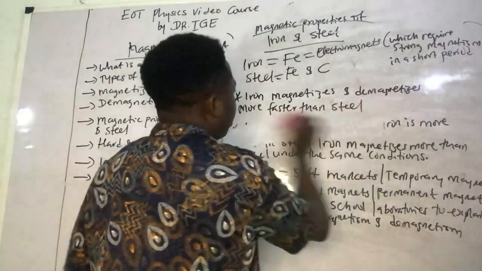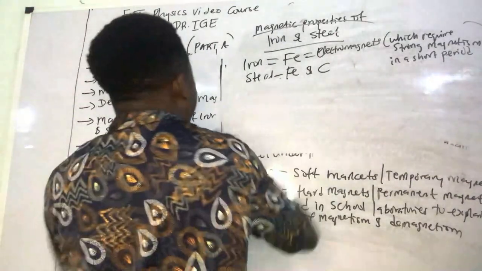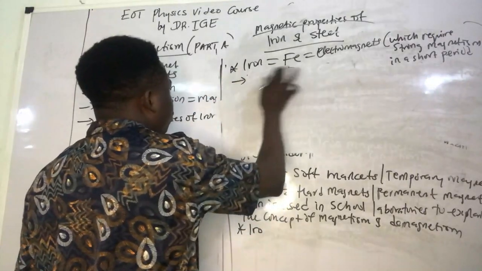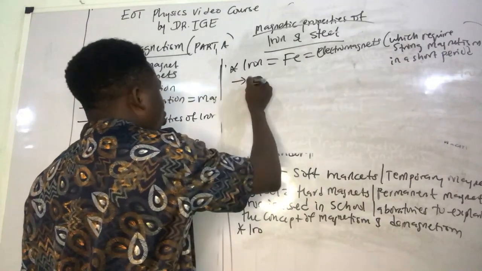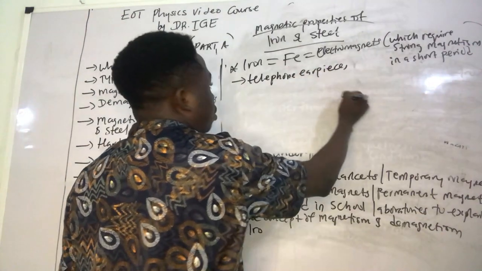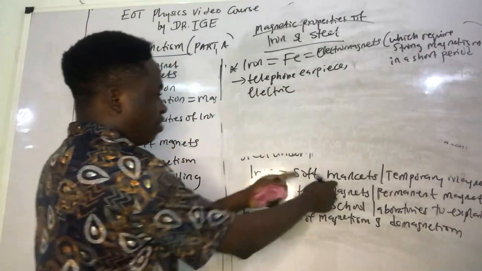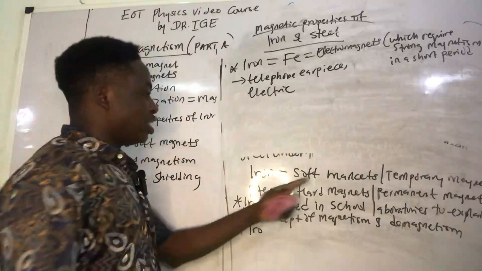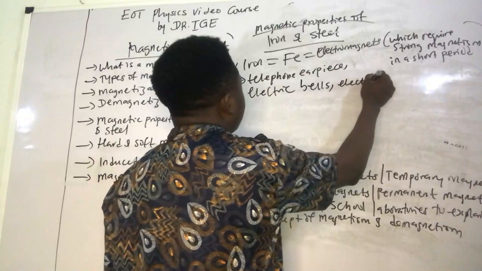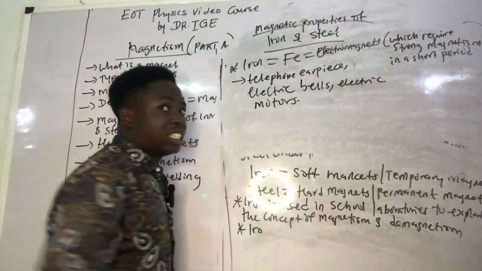I have to wipe this part of the board. Let's talk about this guy. Let me talk about so many things they can ask you here. And also know that, iron, you can use iron for electromagnets, do you understand? You can use iron for telephone earpieces too. You can use iron for electric bells. That's a soft magnet though. It's iron that is used for soft magnets or temporary magnets. So if they ask you what a soft magnet is used for, all of them are correct. Electric bells follow, even electric motors. Do you understand? Iron is applicable in these. Do you grab?